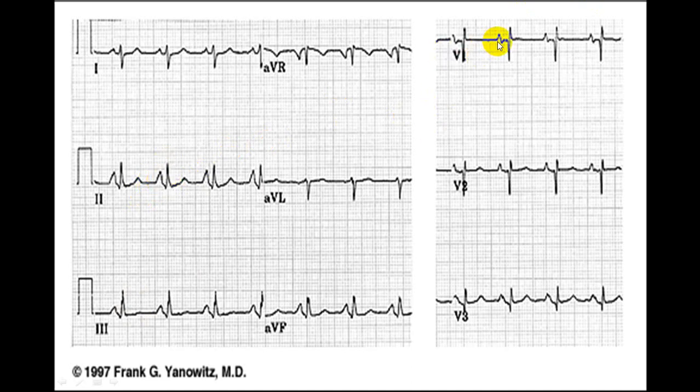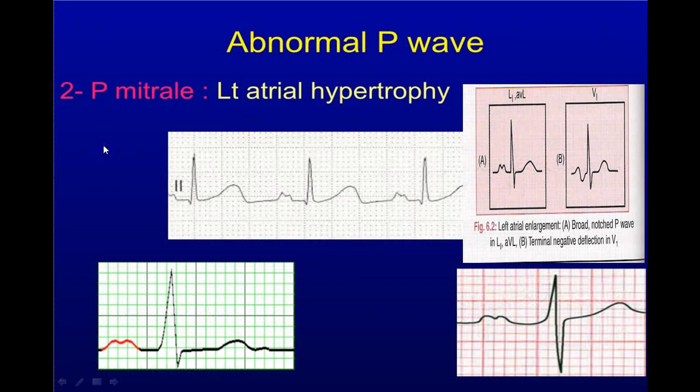And in V1, you can see the first component is tall, the second component is small. That is, the left atrial component is small, the right atrial component is taller. Now here, this is broad and notched. Broad and notched. And in V1, you see the second component is much taller, meaning deeper. So that is peculiar. This is an M shape, or we call it P mitrale.